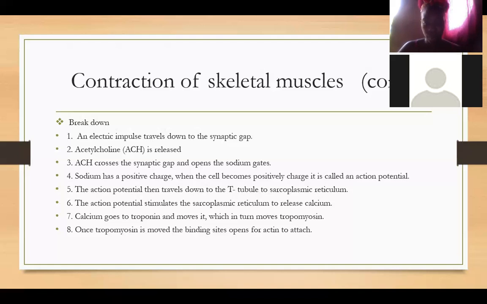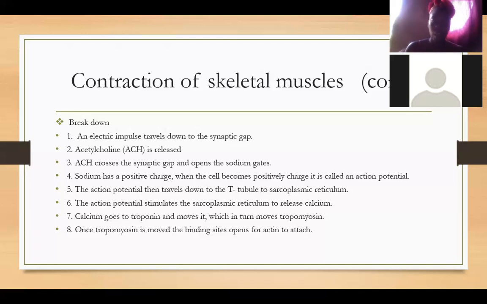You wanna state it over again so I can get a better idea? Okay, one more time. Let's go from the beginning. The electrical impulse travels down to the synaptic gap. But we know that the electrical impulse cannot cross that gap, right? So it creates the release of acetylcholine, or ACH, which could cross that gap.